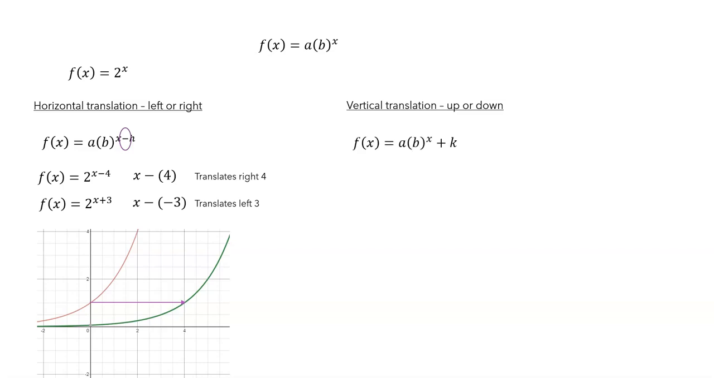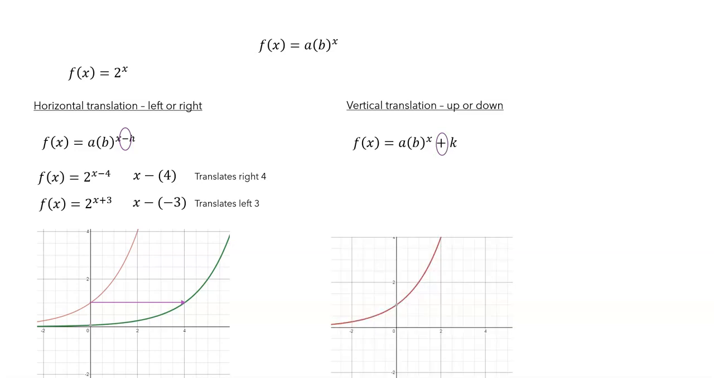To create a vertical translation, we add or subtract something to the end of the equation. So not in the exponent, but at the end of the equation. f(x) = a times b^x plus k. And so this convention is plus.